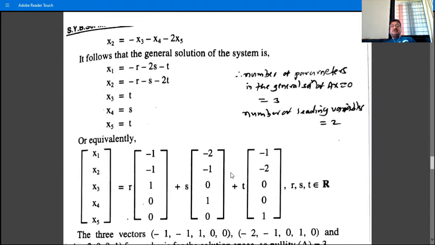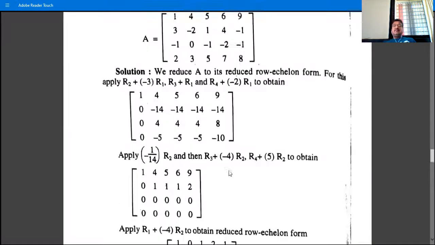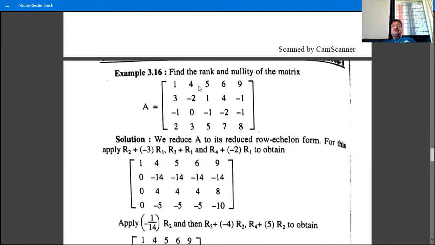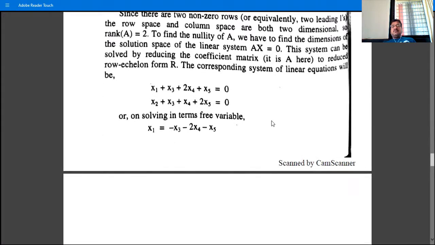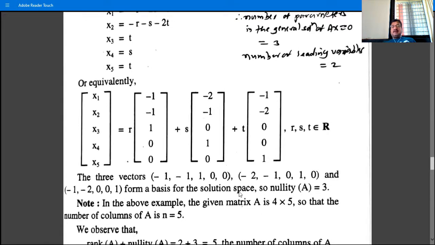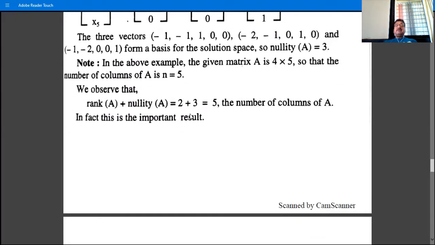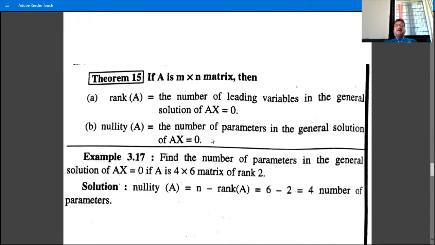So if the question is to verify the rank nullity theorem for this matrix, then we have to find the rank and nullity independently. That is, find the rank, and then by using the basis for the null space, we will find the nullity. In our example, the given matrix is of order 4 by 5, so the number of columns is 5, and we observe that rank of A plus nullity of A is 2 plus 3, which is equal to 5. That is the number of columns of A, and therefore the rank nullity theorem is verified.